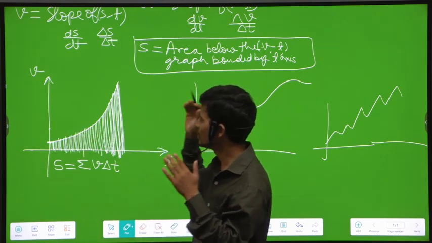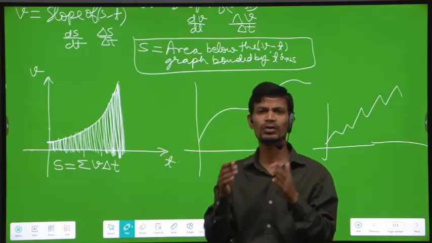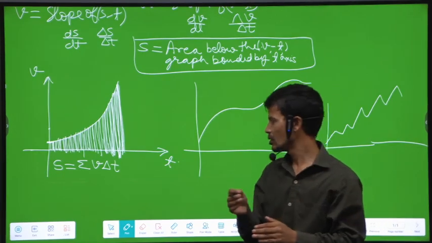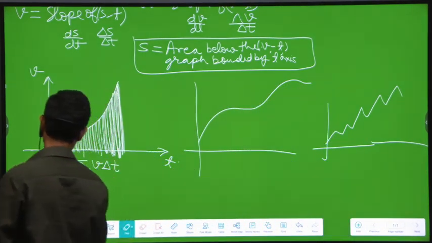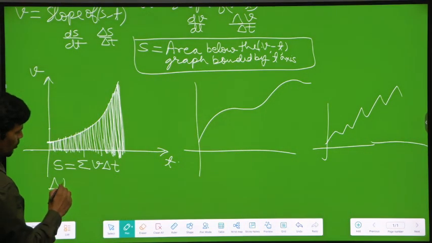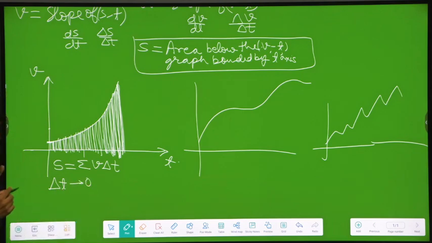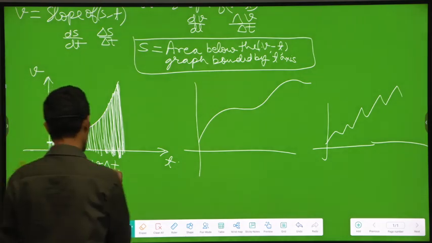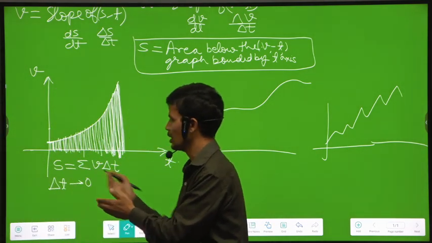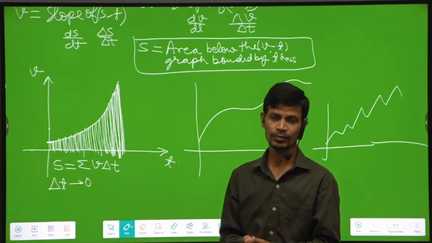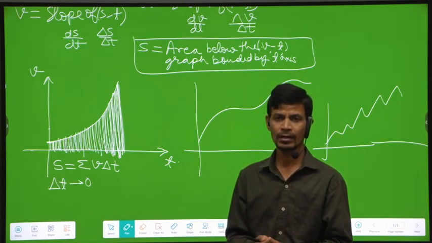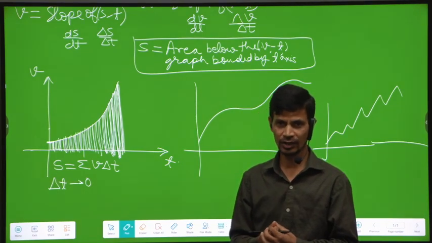In fact, this thickness will go on decreasing. So if we somehow manage to get this much thin line where delta t tends to 0, then this value is almost 0, then area is 0. So our ordinary mathematics can't work here.